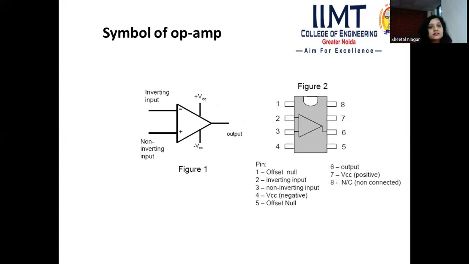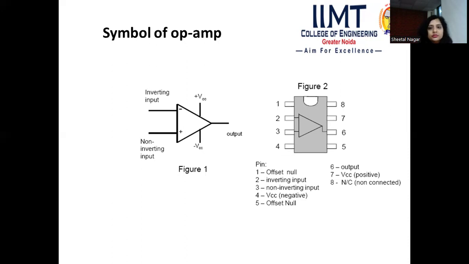Now, this is the symbol of the operational amplifier. In figure 1, we are showing the symbol of the operational amplifier, which is shown by a big triangle and which has two inputs. One is the inverting input, which is represented by a minus sign, and another one is the non-inverting input, which is represented by a plus sign. It also has one output terminal and two terminals for VCC and ground. Sometimes we can show it by plus VCC and minus VCC also.